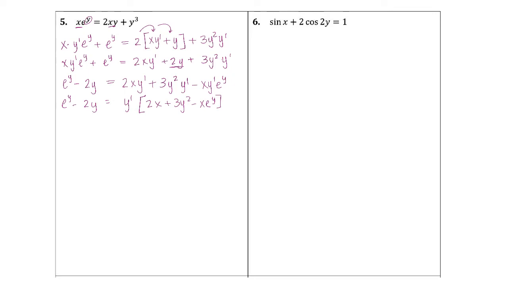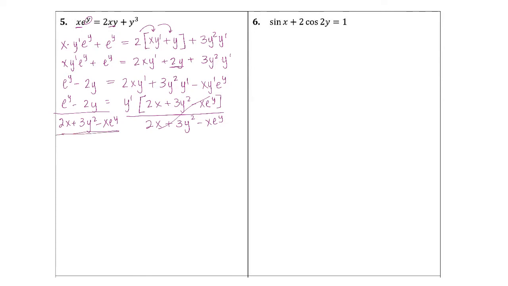And then finally we're going to divide both sides by all of this stuff sitting to the side. So we have 2x plus 3y squared minus x e to the y. And we're not going to do any more simplifying to this. We're going to leave it like it is. Okay, and so our final answer would be all of this stuff here.